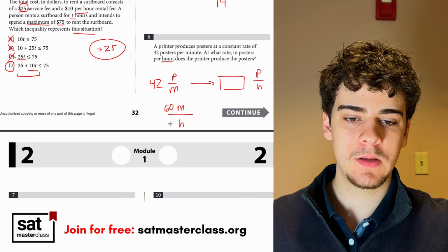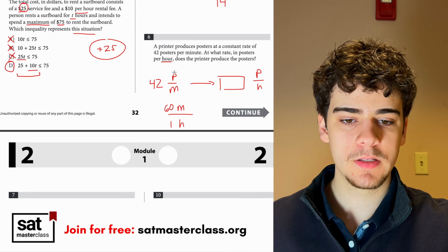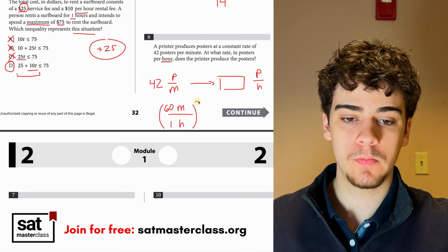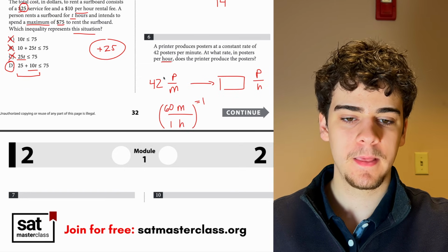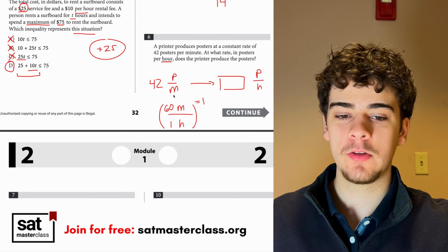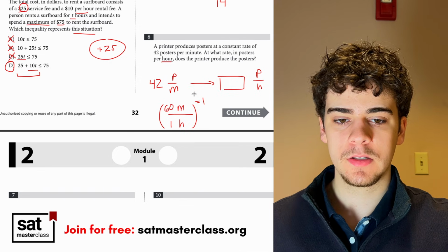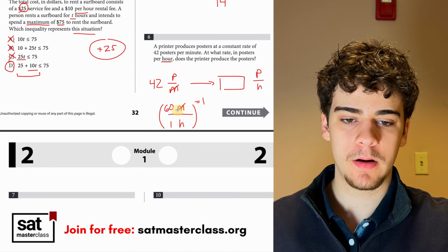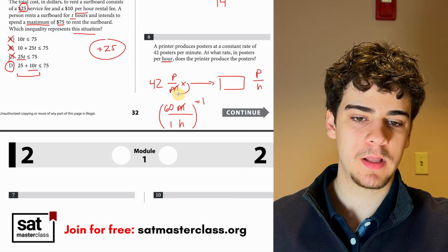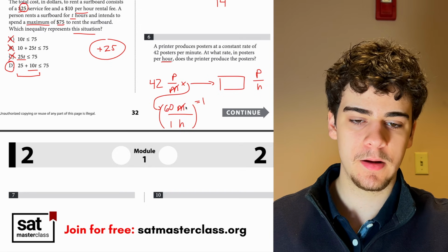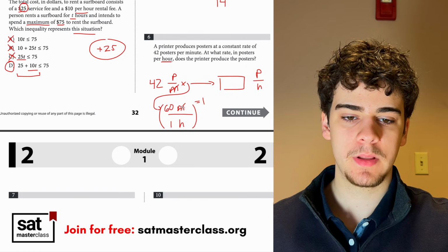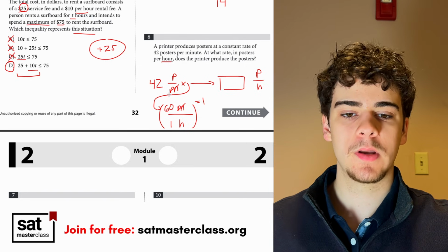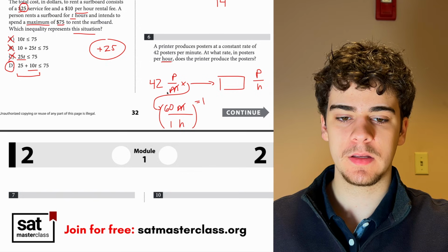So we know that there are 60 minutes in 1 hour. So then when we multiply this, the actual value of this thing that we're multiplying by is just 1. So that means that we're not actually going to be changing the value of this, just the units. So now that we know that the units match up and cancel out, we can see that when we multiply, the minutes on top and bottom cancel out, and then we'll have posters per hour.